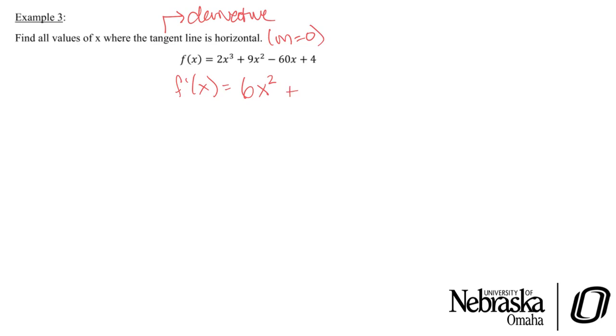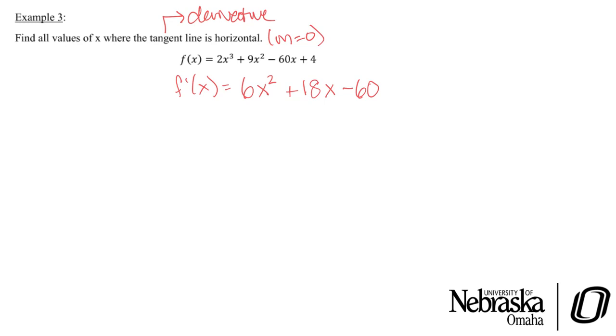Second term, 9: we multiply it by the exponent 2 in front, so we get 18. Decrease the exponent by 1. 2 minus 1 is 1. Next term, again, we have an exponent of 1 since it's not written. So negative 60 times the exponent of 1 will be negative 60. Then we decrease the exponent by 1, so x to the first, 1 minus 1 is 0. x to the 0 is equal to 1, so the x is gone. We just have negative 60. The derivative of any constant, 4, is just 0. We discussed that at the beginning of this section 4.1.